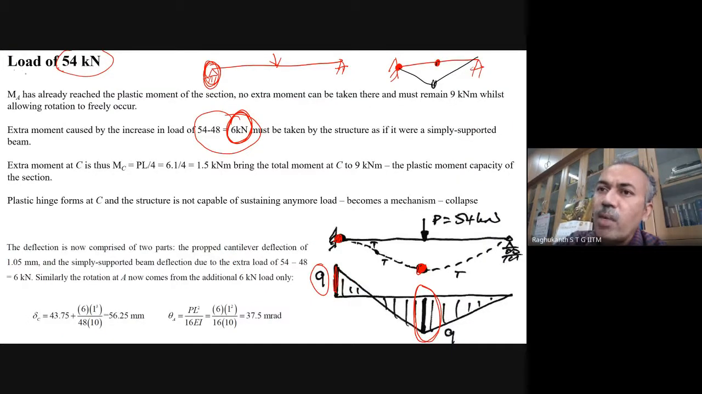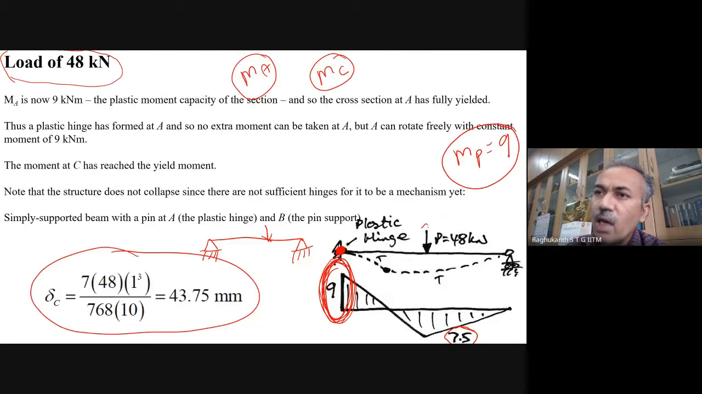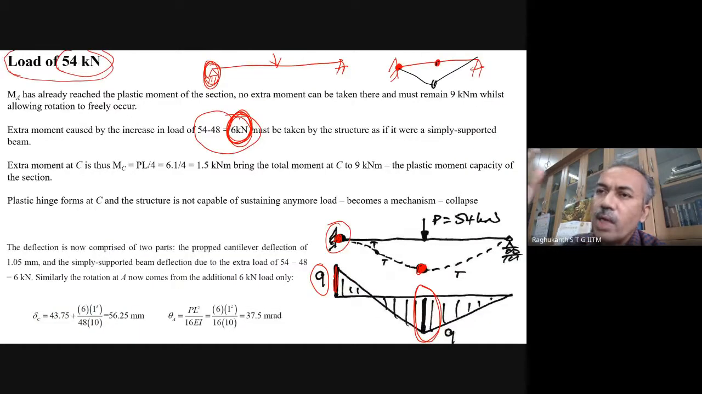So now when you keep on increasing the load, the extra load from 48 to 54 kilonewtons will not be taken by A at all because already it has been plastified. So this whole thing has to be taken care of by the remaining portion of the beam. So this extra 6 kilonewtons is here. To find the bending moments here, we model this as a simply supported beam. So after 48 kilonewtons, your propped cantilever has become a simply supported beam.